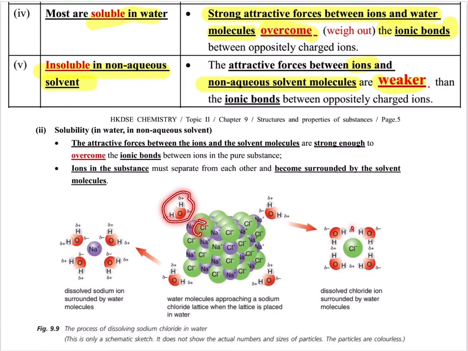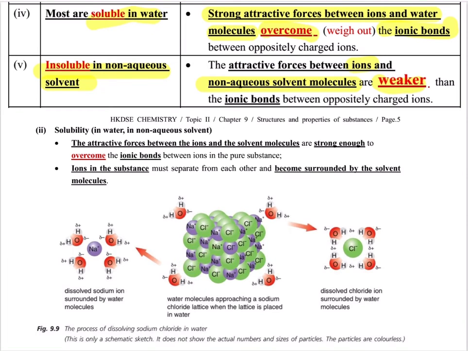will surround this chloride ion. These are water molecules. They will surround this chloride ion, and then another one will be a sodium ion surrounded by water molecules like this. So after many of these chloride ions or sodium ions come out, this structure breaks. All right, this structure breaks down, and then many water molecules are in between them.